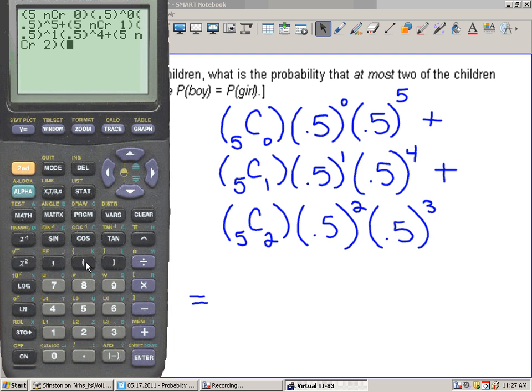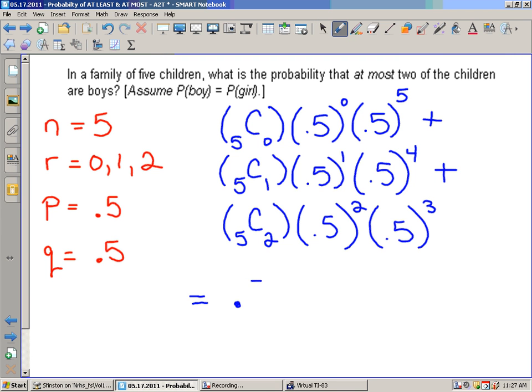5C2, 0.5 squared, 0.5 to the third. Enter. That's it. If you do it out by hand and not use your calculator, then 0.5 to the first is 1, 0.5 to the fifth produces a fraction. I just added them up because I wanted to practice my fraction skills. Okay.